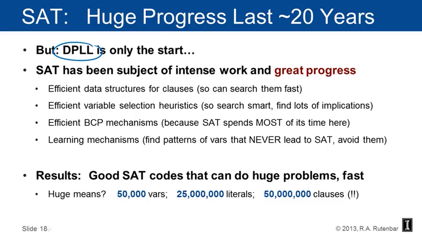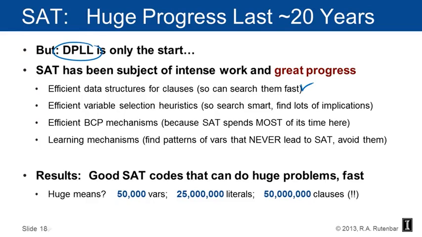But SAT has been the subject of intense work, and unfortunately, given the rather compressed time constraints of our MOOC, I don't really have the couple of weeks it would take to talk about all the interesting stuff that goes on, but there's really 4 things going on. There are efficient data structures for the clauses so that you can search them fast, right? There are efficient variable selection heuristics so that you can select a variable that has a likelihood of giving you a lot of Boolean constraint propagation action, probably going to create a lot of clauses that go unit and simplify.